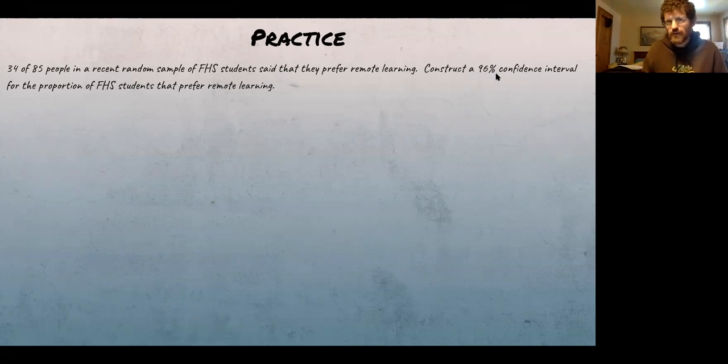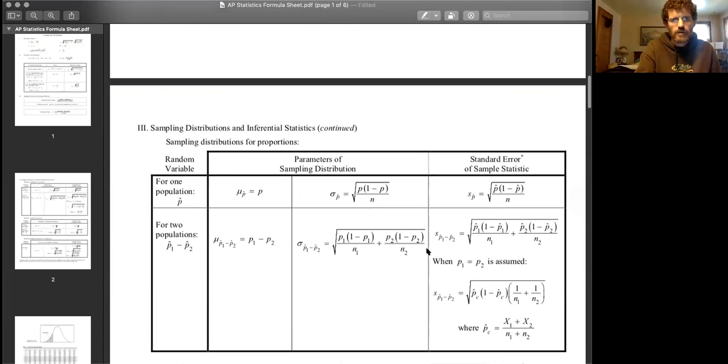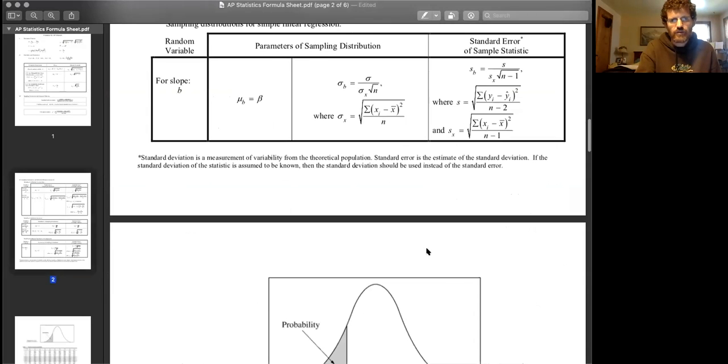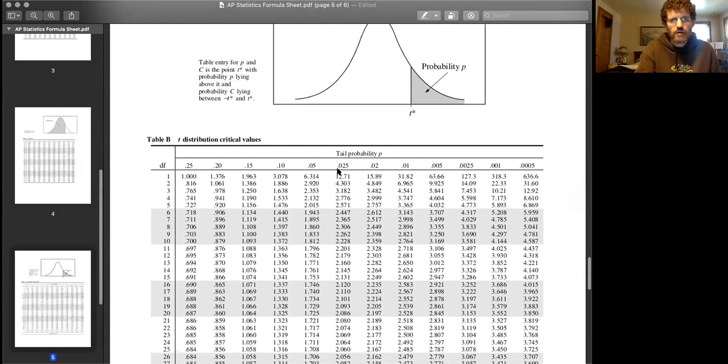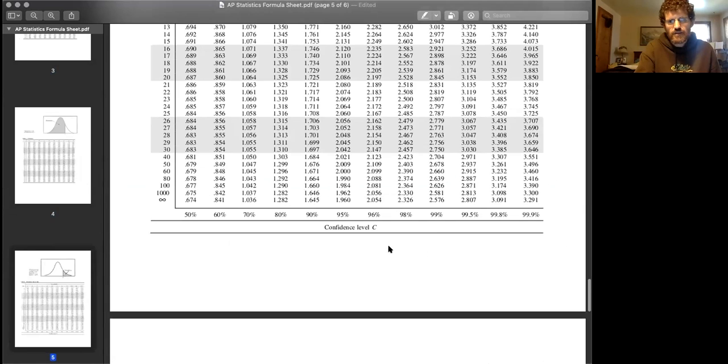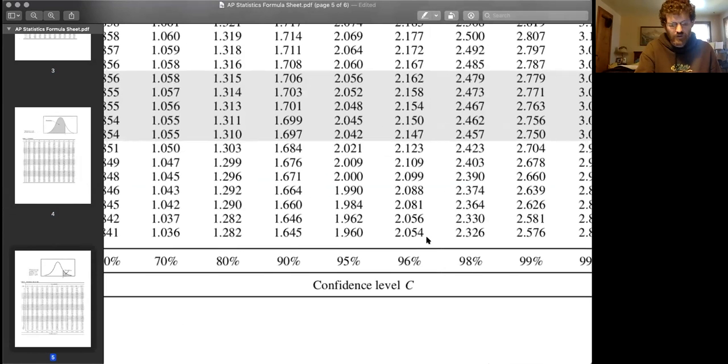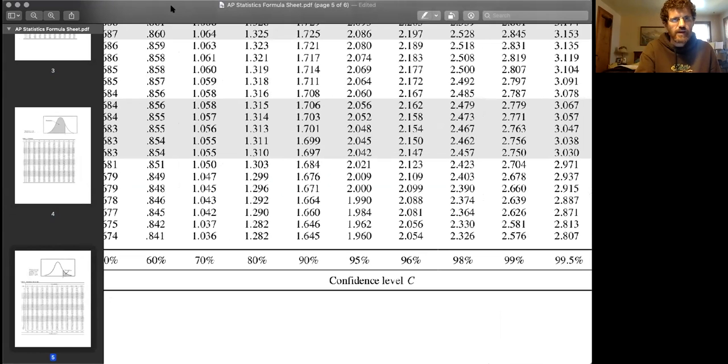Now you can go back to your table B if you can pull that up. In fact, let's just do that real quick. We could calculate it on the calculator, but I'm going to go over to this. And we're going to find what this critical value should be. Here's table B, it's a T table. And 96% right here, 2.054. All right, so we're good with that. Let me go back.